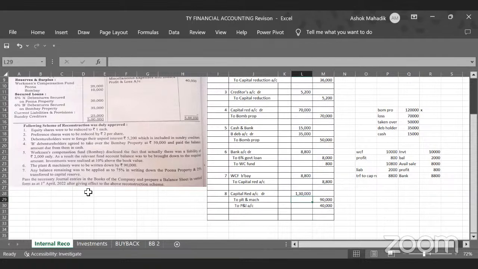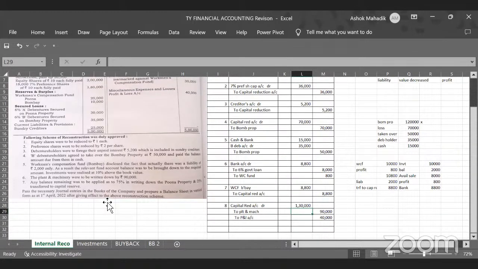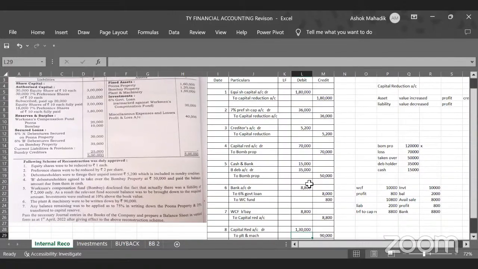Any balance remaining was to be applied as to 75% in writing down the Pune property and 25% transferred to capital reserve. We'll do that later on. Last entries. So we are done, I think, with all the entries. Now we have to see how much balance is there in capital reduction account. Out of that, 75% will write off Pune property and 25% will transfer to capital reserve. Now how to count how much balance is there.